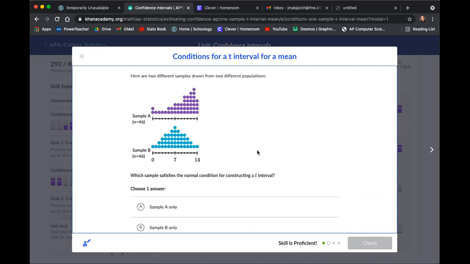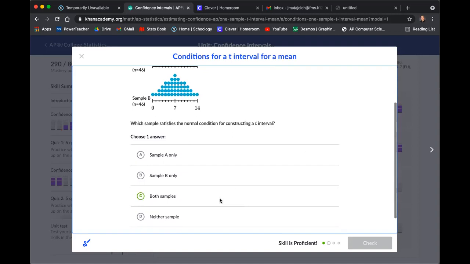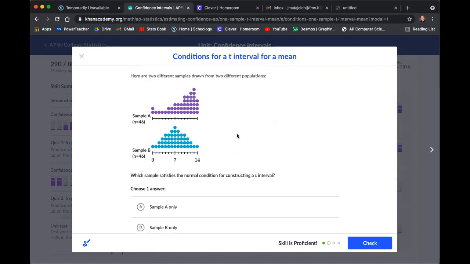There are two different samples. Which sample satisfies the normal condition for constructing a t interval? Sample A, sample B, they both have 46 observations, which means they actually both pass that normal condition because the sample size is large enough. So both samples would satisfy the normal condition.